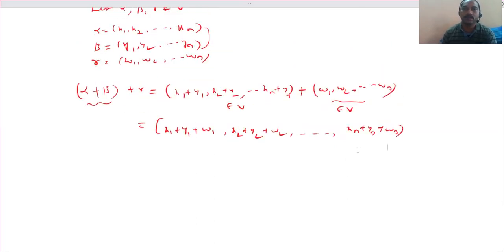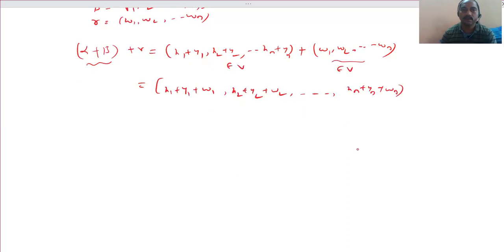Now our intention is this: these are the elements in the field, and the field satisfies the associative property. Now consider the last two as one part. The vectors are written in the form x1, x2, and so on up to xn, plus y1 plus w1, y2 plus w2, and so on up to yn plus wn.